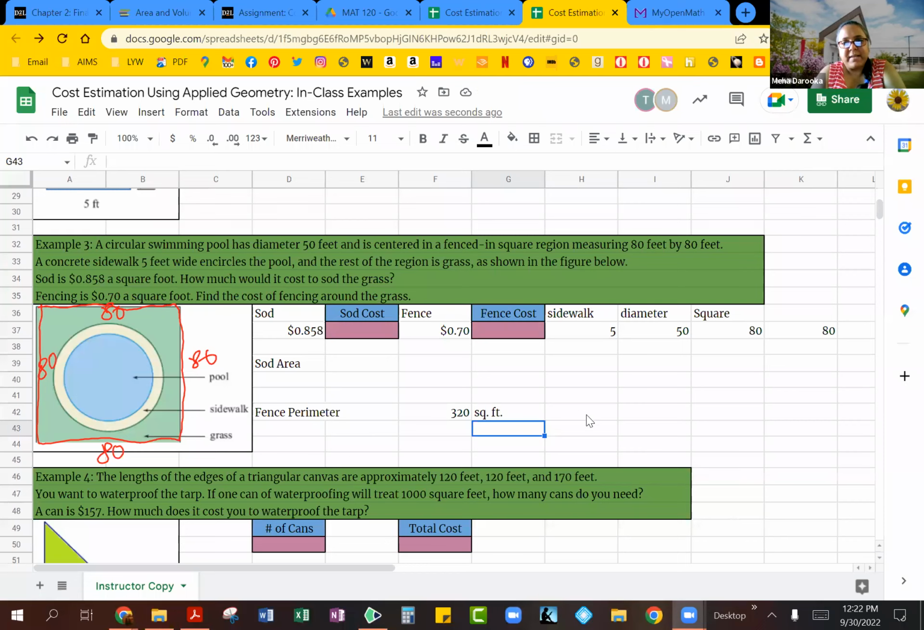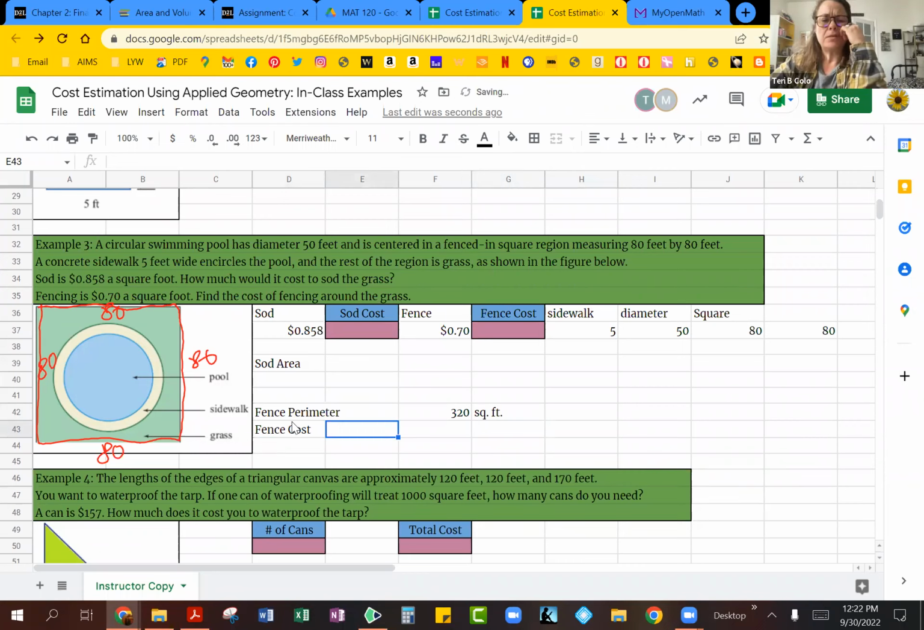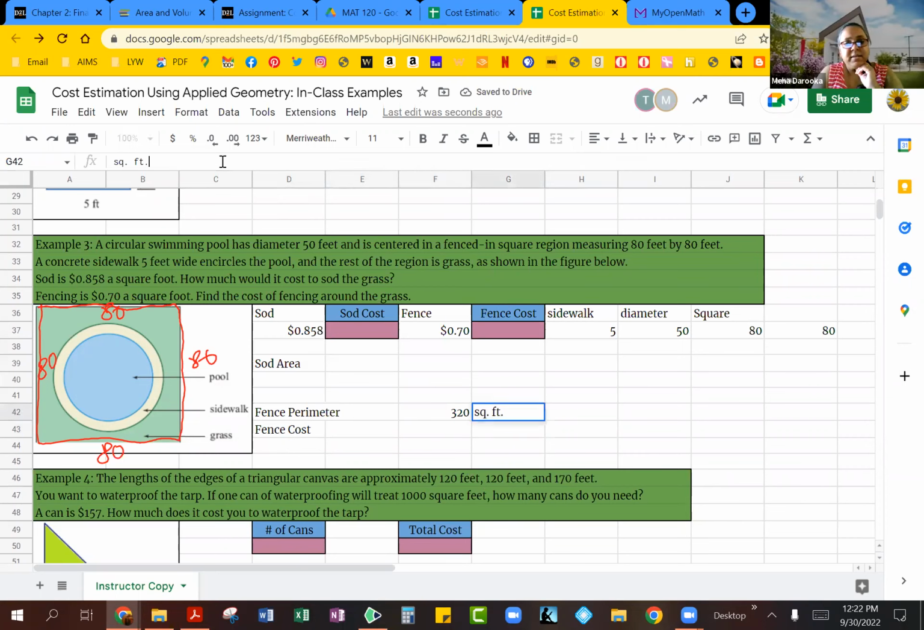Yeah, and then to find the cost of the fence. Is it square feet on the perimeter or is it just feet? Oh, thank you. Yes, this is just perimeter, isn't it? Thank you. Yeah, very good. And then let me see. Terry, you gave me the cost. Okay. So in this case, they're telling us it's 70 cents a square foot.